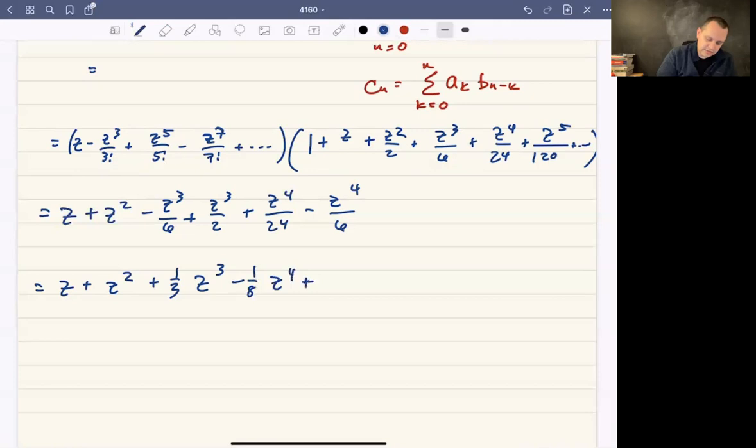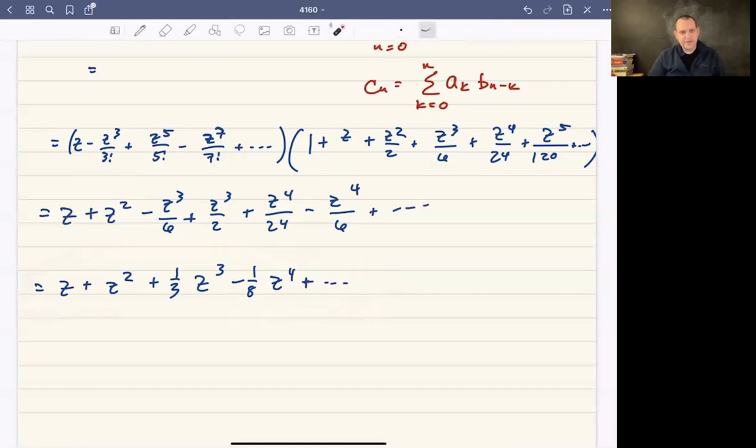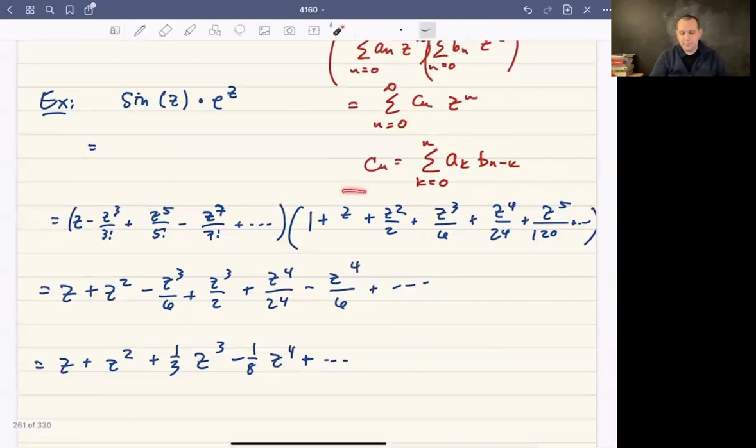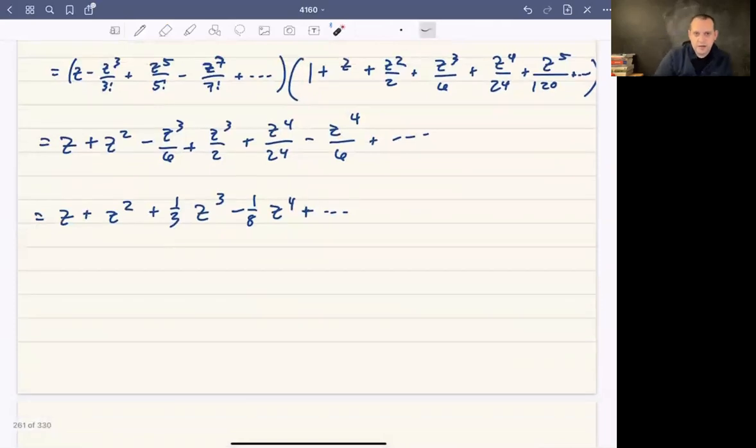And then you can do this until you're blue in the face. You can just do this as much as you like. But here now is our power series for sine of z e to the z. And again, if you want to memorize this formula and use it, fine, go ahead. I don't like memorizing things. I'd rather just sit there and figure it out, but that's how that works. So that's how you take the product of two power series.